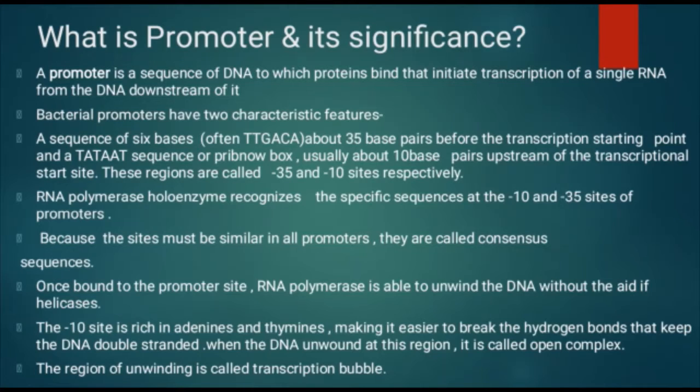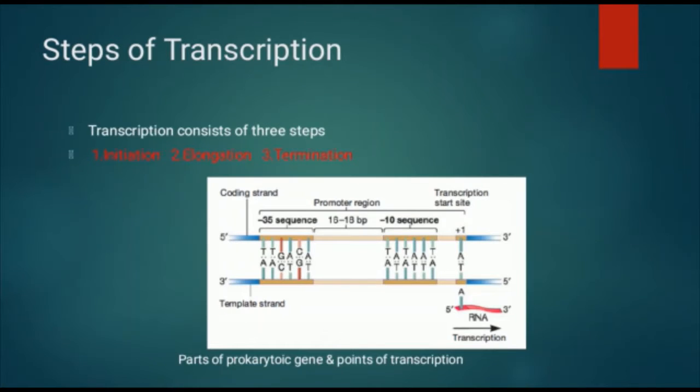Once the RNA polymerase is bound to the promoter site, it is able to unwind the DNA without the help of helicases. The -10 site is rich in adenine and thymine. In DNA, adenine always pairs with thymine by 2 hydrogen bonds. These hydrogen bonds keep the DNA double-stranded. When the DNA is unwound at this region, it is called an open complex. The region of unwinding is referred to as the transcription bubble.